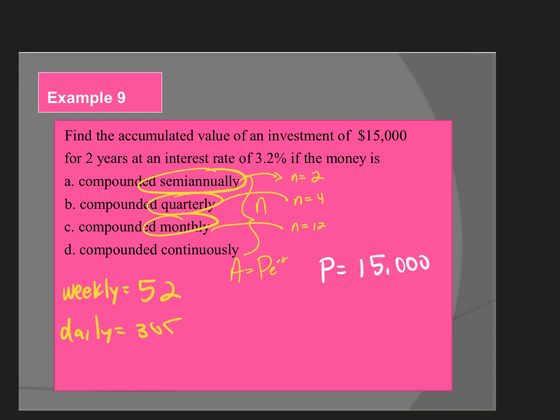So read through your question. The next thing says for 2 years. So what is that variable in our equation? T. Good. So T equals 2. Good. So your interest rate is 3.2%. Is that what we're going to use to calculate? No. What are we going to use?